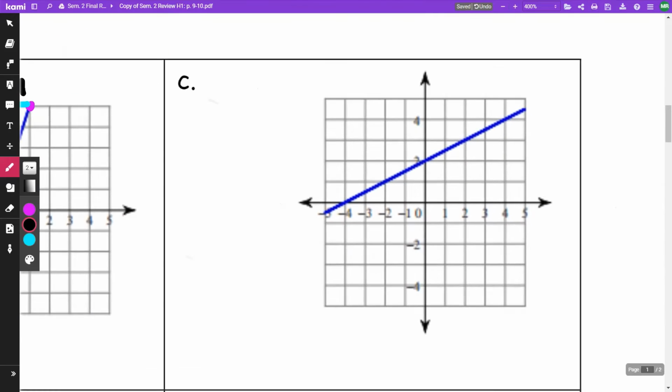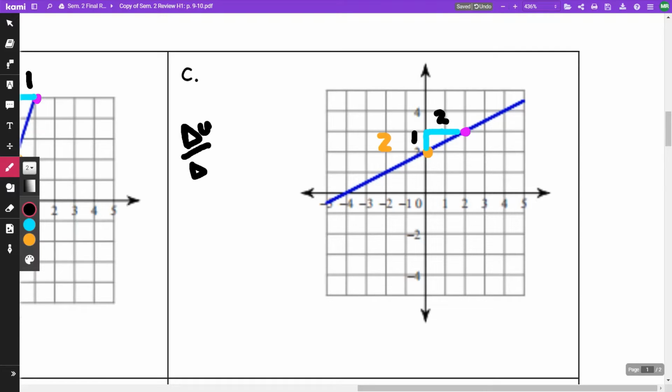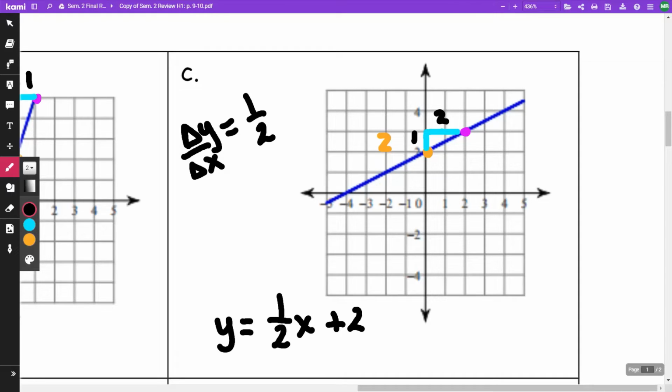C. For this one, my y-intercept is 2. And then if I'm looking for another nice point, that looks like a nice point. How am I moving? I'm moving up 1 over 2. So this is going to be a 1 and a 2. So my slope, my change of y over change of x, is a positive 1 over 2. So my equation is going to be y equal 1/2 x plus 2.